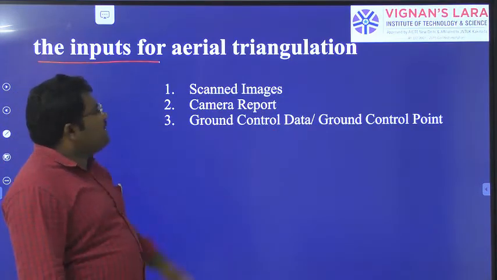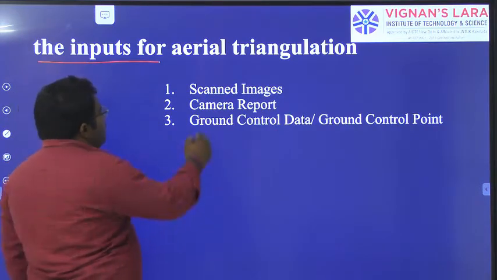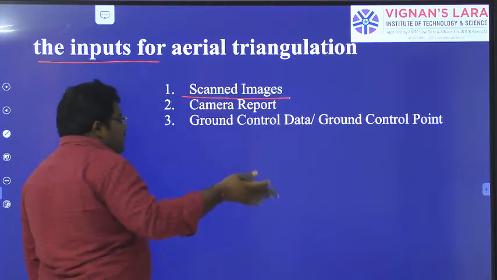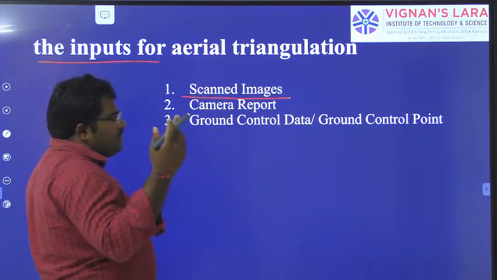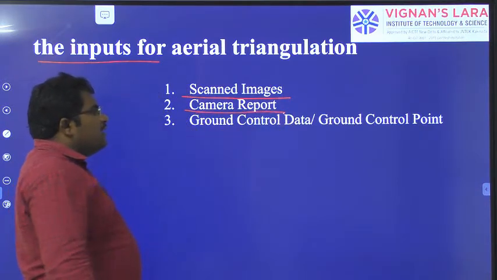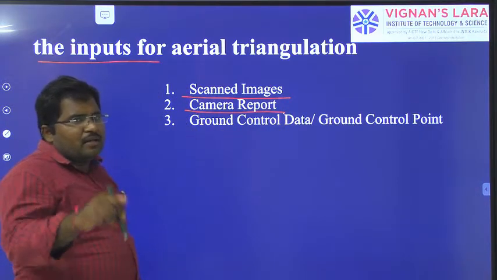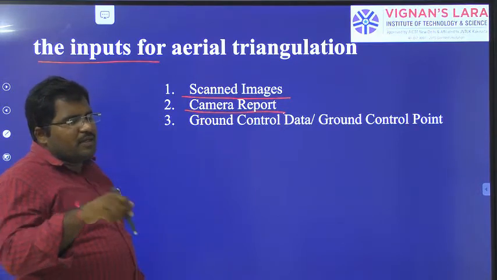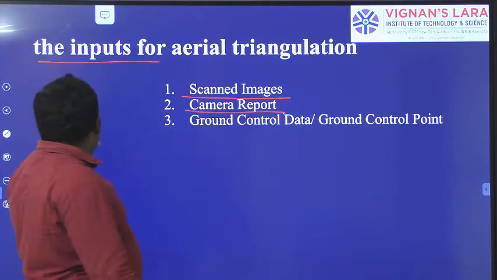So what are the inputs for aerial triangulation? We have to use the scanned images. We have to scan whatever images were taken from the aerial survey. Then we have the camera report, then the ground control data or ground control points, right? So where one visible point is commonly there in all photographs, right?